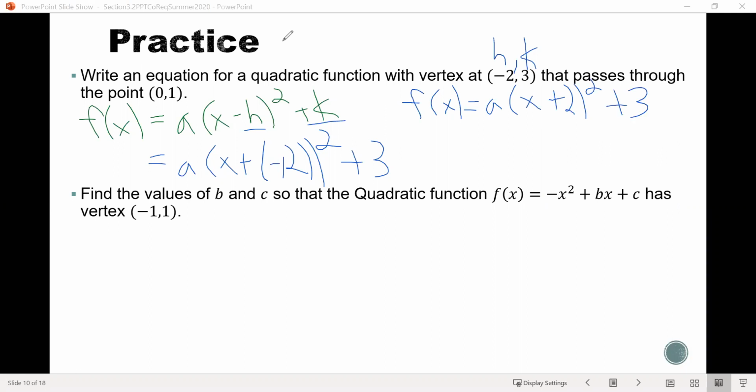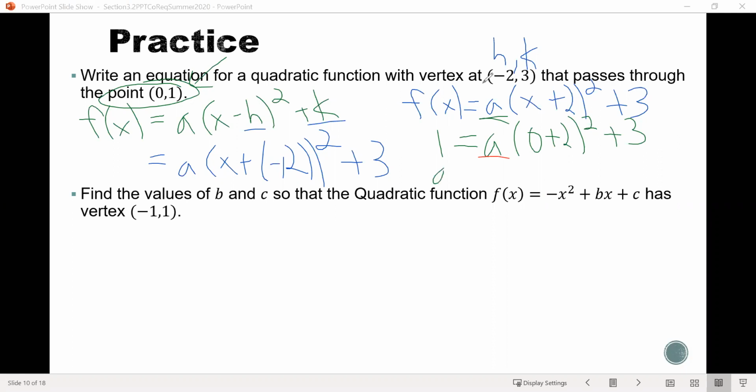And notice we're actually almost done here, except for we're missing the value for a right here, right? So how do you suppose we're going to do that? All right, they gave us another point over here, right? So what we can do is now plug that point in for the input and the output. So we can say that 1 equals a times 0 plus 2 squared plus 3. You can solve for a.